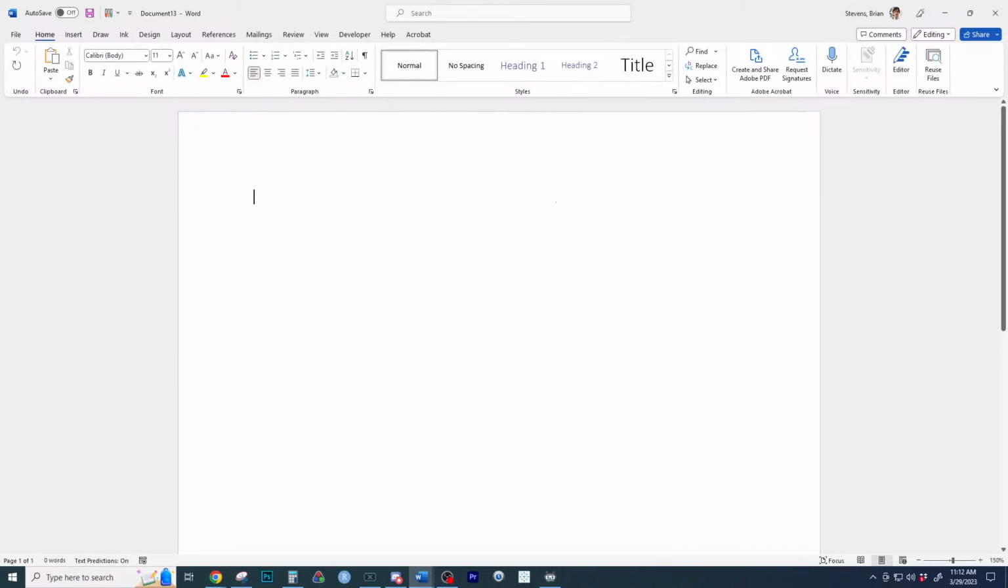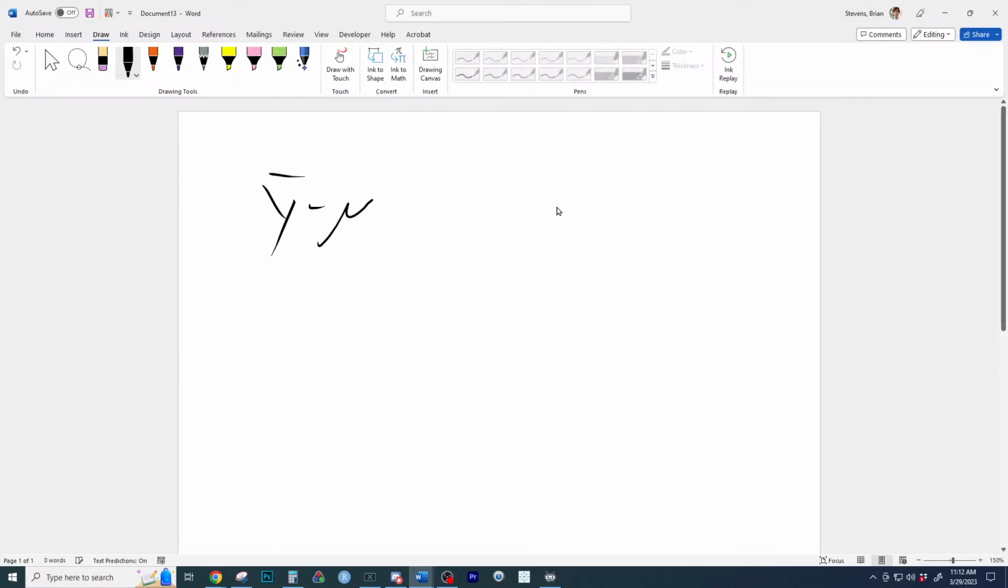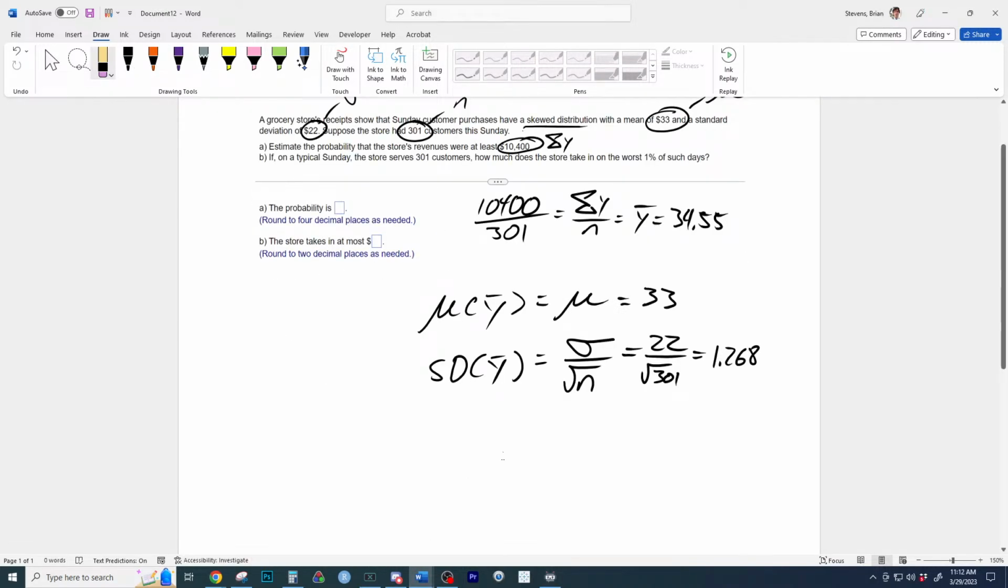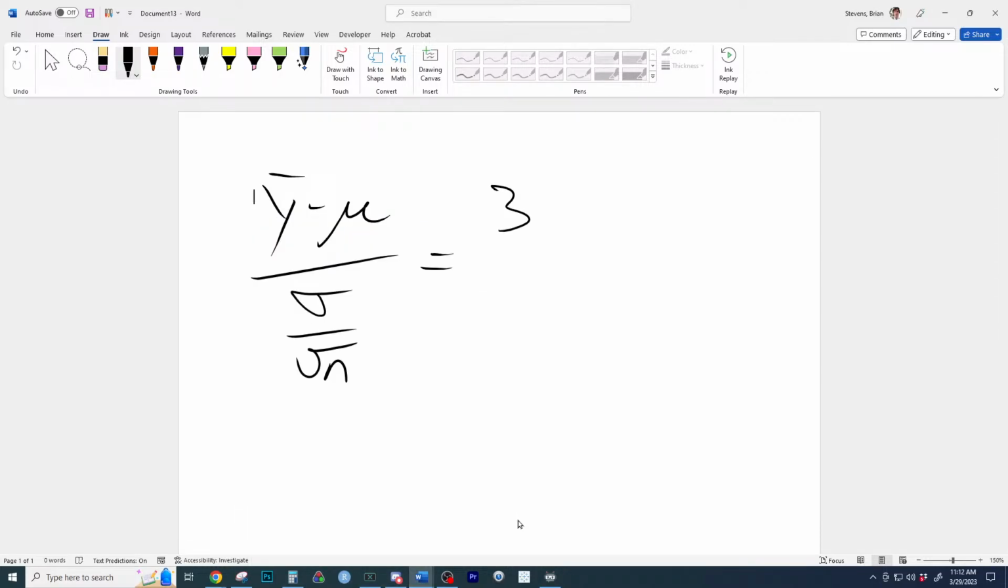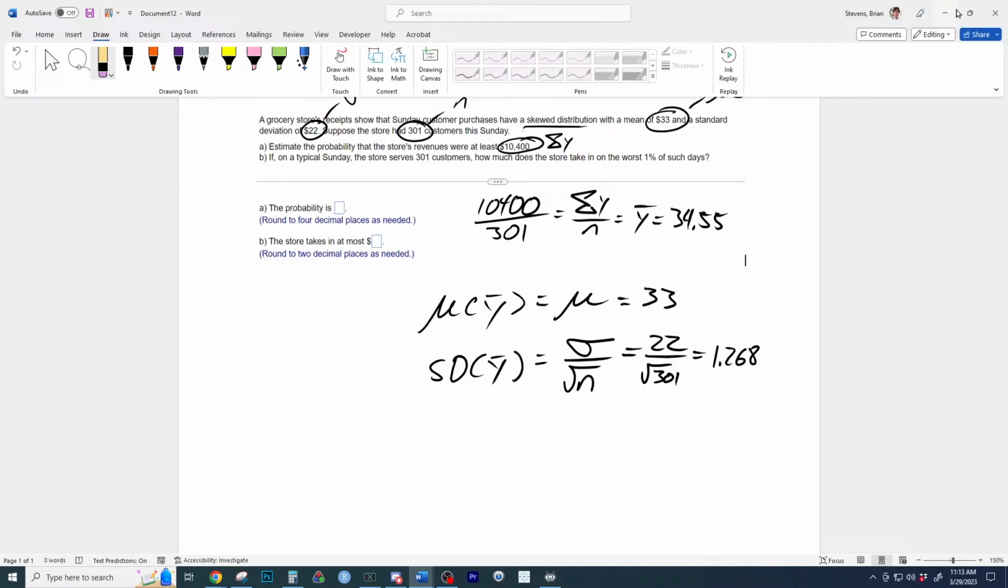Okay, so we have here y bar minus mu over sigma over square root of n. And that is equal to, got to grab the numbers from the other one. 34.55 over, let's see, around here, and 1.268.